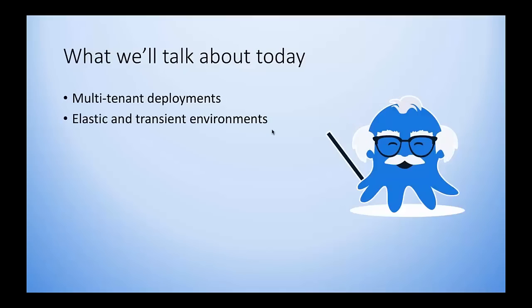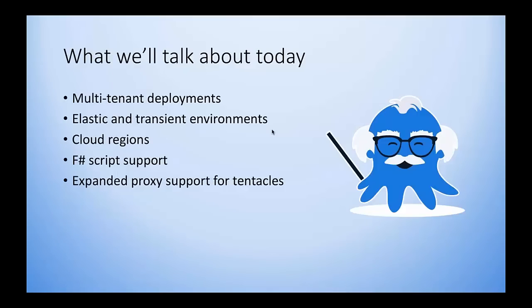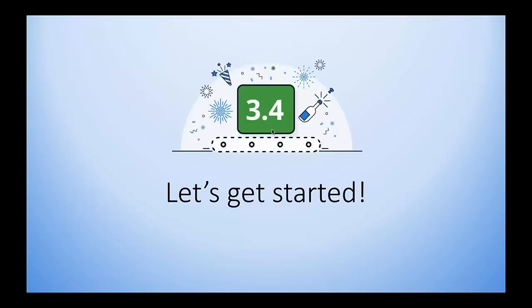The big ticket items in 3.4 obviously are multi-tenant deployments, so we'll have a look at those. And then better support for elastic and transient environments as well. We're going to have a look at some things like cloud regions, F# script support, proxy support for Tentacles, which is something we've added recently, and some things like NuGet 3, Semver 2.0.0 of course, and a few other things as we go through. So just so we don't run out of time, I'm going to hand this over to Mike, who might run through a couple of demos.